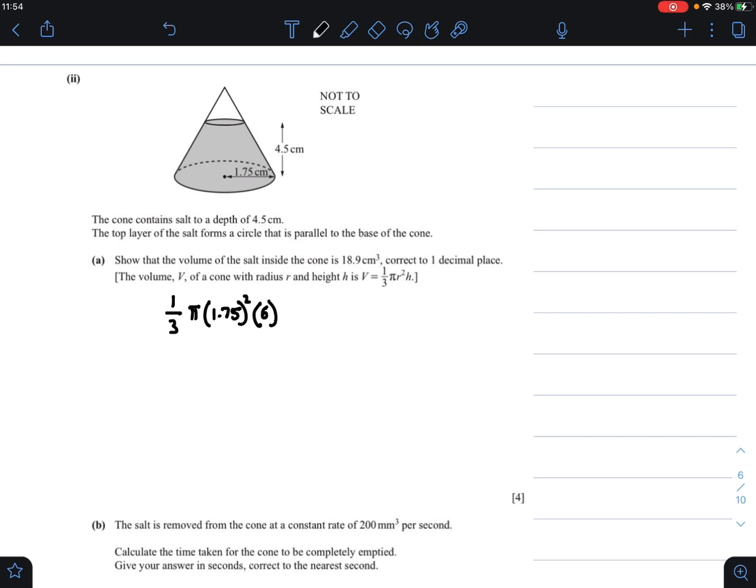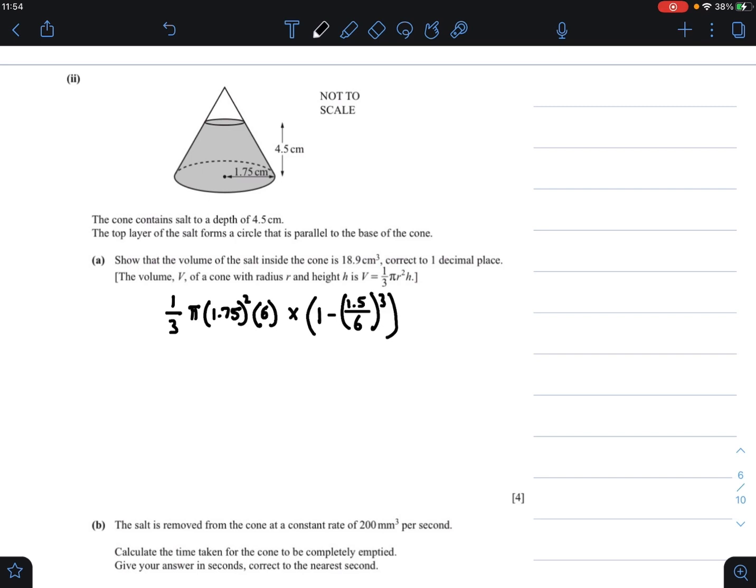Now we have to minus that top part. So multiplied by 1 minus, now the entire height is 6 centimeters, but the remaining part, that is the part where the salt is not filled, is just 1.5 centimeters. So 1.5 divided by 6 and the whole cube, because this is in centimeters and volume is in centimeter cube, so we need it in the same unit. So now all you need to do is simplify this working.